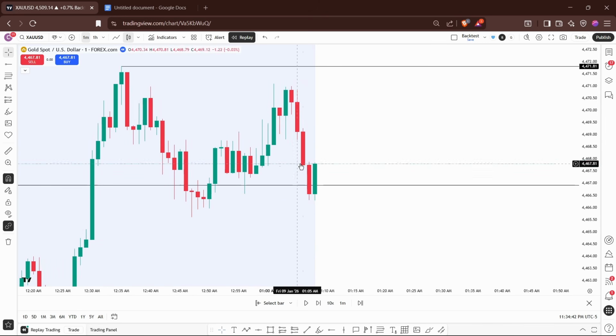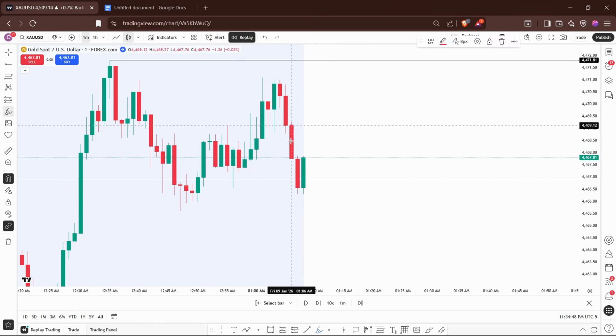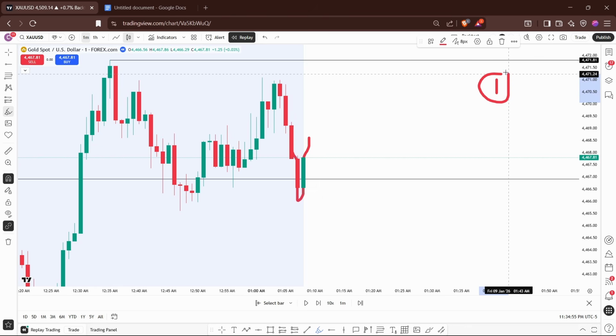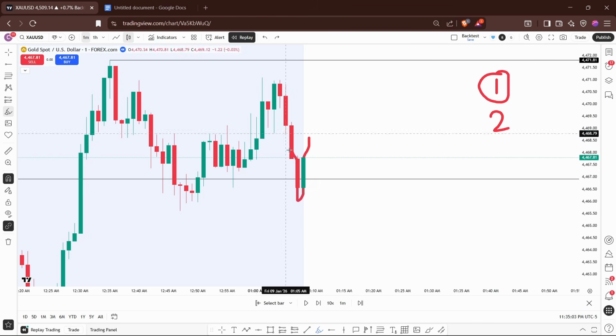So when it touched our POI, we will look for the 3 entry confirmations. First entry confirmation is it should close below the level and then above the level. So this is the 1st entry confirmation. And the second is it should form the inverse FVG. I hope you all know about the inverse FVG. If you don't, you can look on YouTube. You can see lots of videos on the inverse FVG. But I will explain here also.